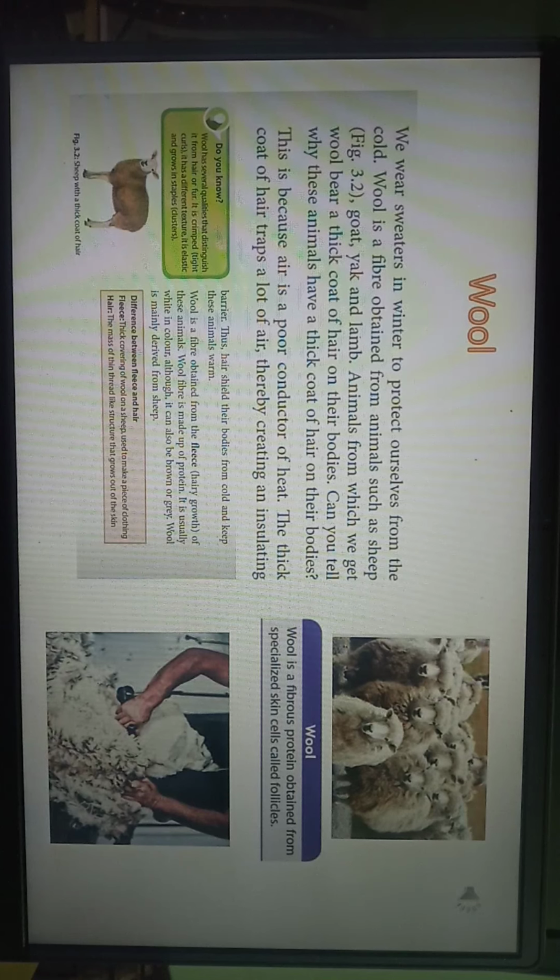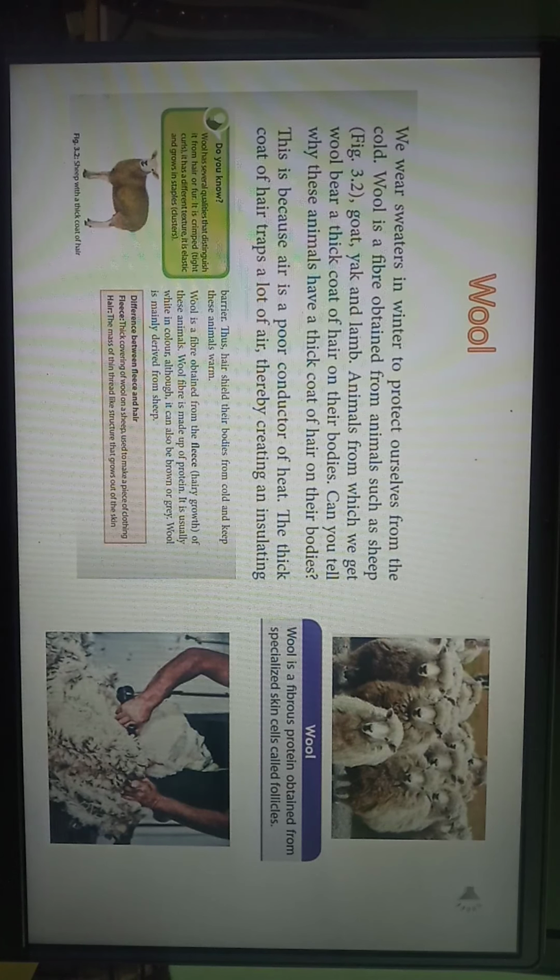Okay, next, what is wool? Wool is a fiber which is obtained from the fleece, that is the hairy growth of these animals. What is fleece? Fleece is the hairy growth on their body. Fleece is the thick covering of wool on the sheep. Sheep के body में जो thick covering होती है wool की, that is called fleece, and this fleece is used to make a piece of clothing.